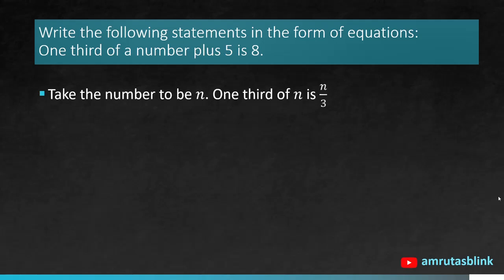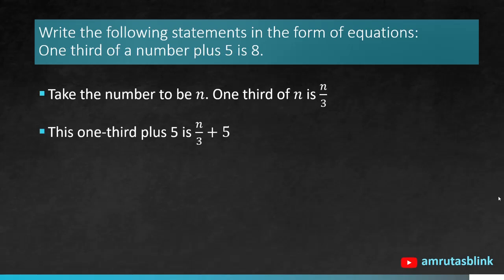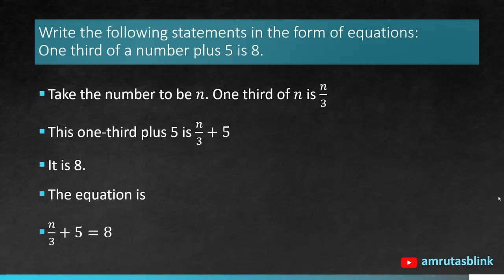Now what we need to do is plus 5. So we need to add 5 to this number. So n by 3 plus 5, and the resultant is 8. So n by 3 plus 5 is equal to 8.